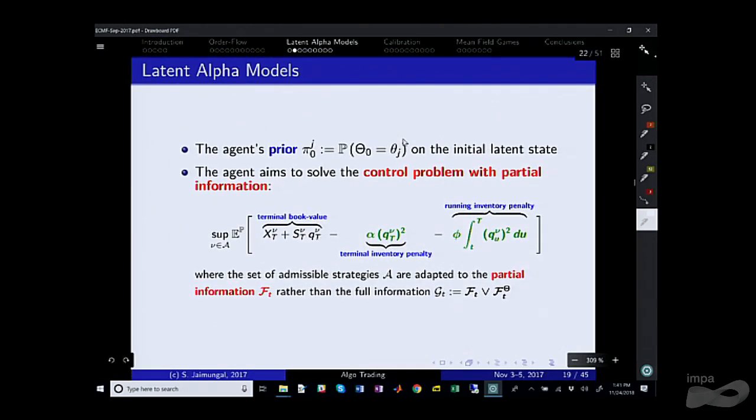Okay, we of course have some prior on what regime the world starts in right now. That'll be called pi. And the problem that the agent is solving is exactly the same. They still want to solve this optimal control problem. However, the set of admissible strategies is now restricted to the information which the agent can see. So the agent does not have access to the latent factor theta. It's hidden to them. They can only see price.